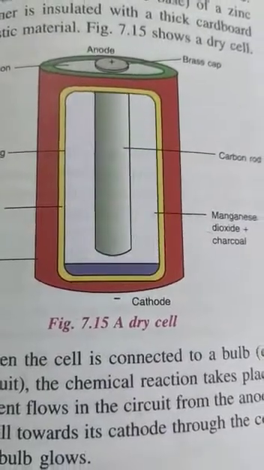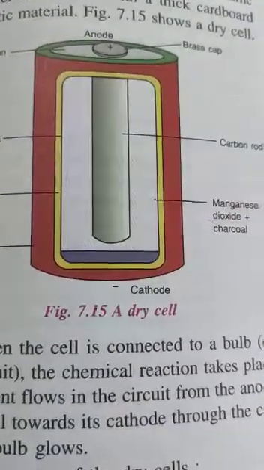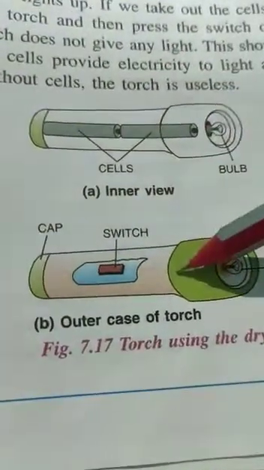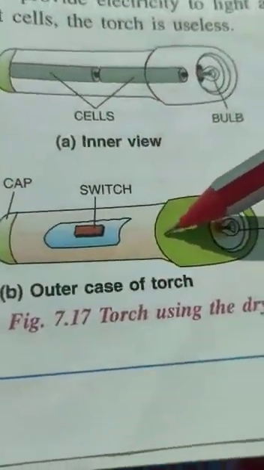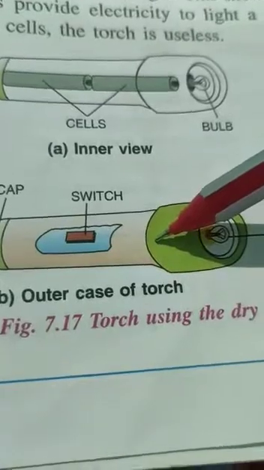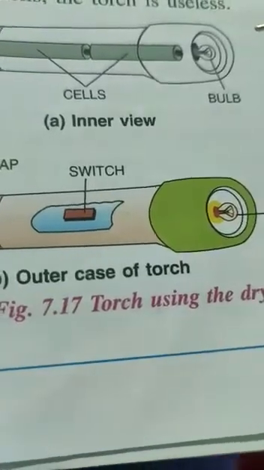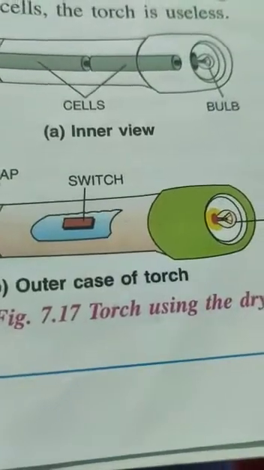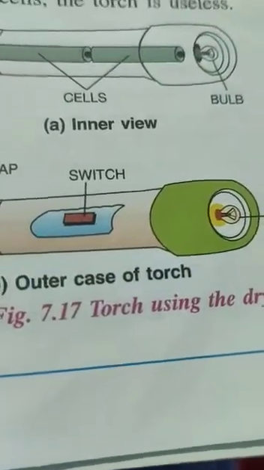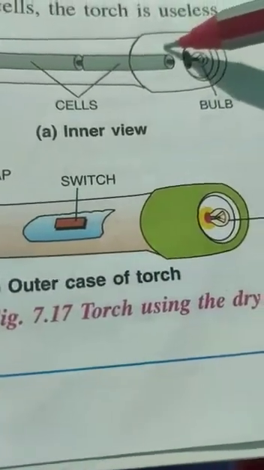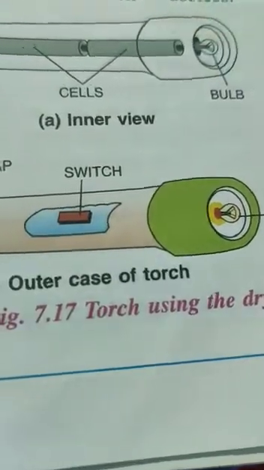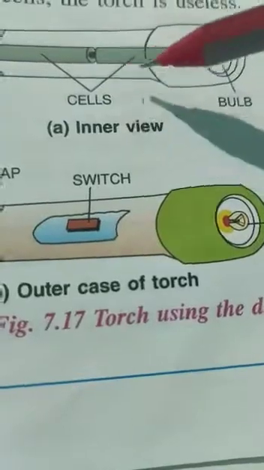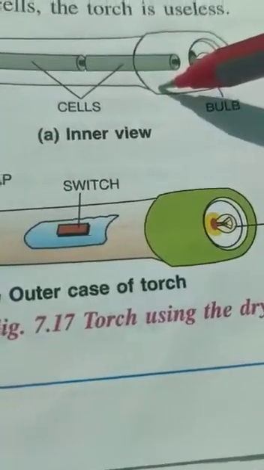So how can you use a dry cell in a torch? You can see this picture, the torch's inner view and outer view. We use dry cells in a torch as a source of electricity. This shows a torch with two cells inside. These cells are joined such that the brass cap, anode, of one cell is in contact with the container, cathode, of the other cell, and this shows the outer case of the torch.